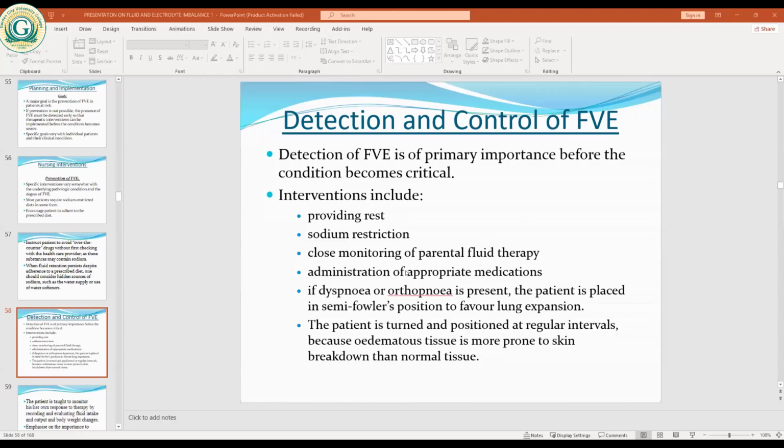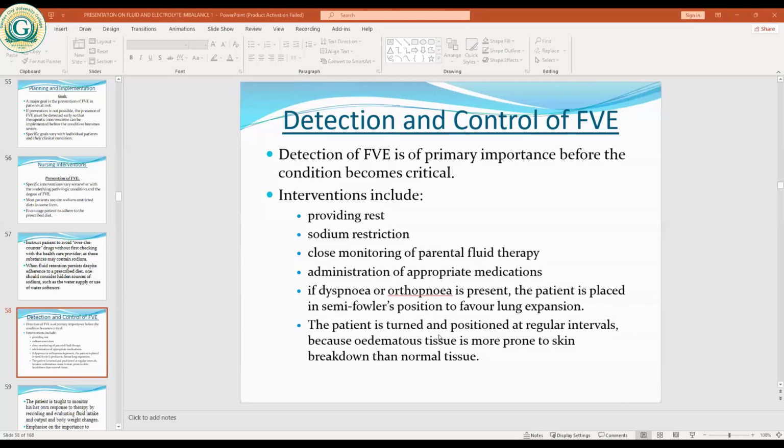If dyspnea or tachypnea is present, the patient is placed in semi-Fowler's position. If the patient is nursed in a high Fowler's or semi-Fowler's position, it will help the patient to breathe better. So that is how you should nurse this patient. Change the position regularly from side to side to prevent skin breakdown. It's also encouraged.